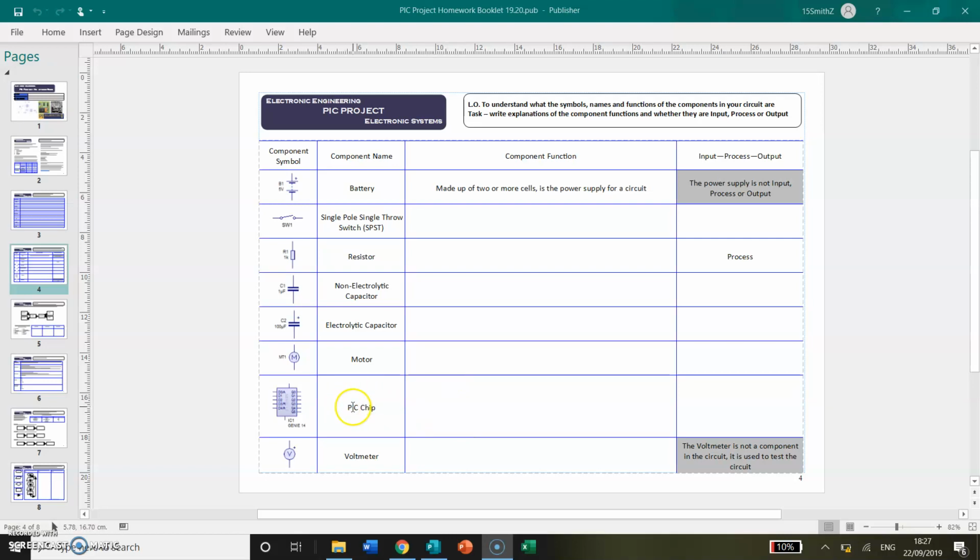It's called peripheral interface controller because your inputs and your outputs are your peripherals.